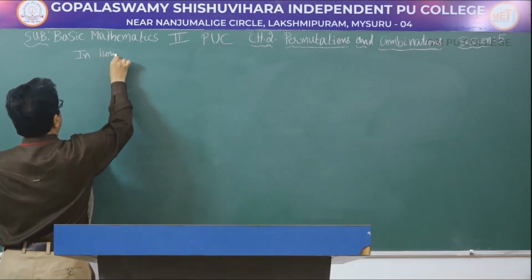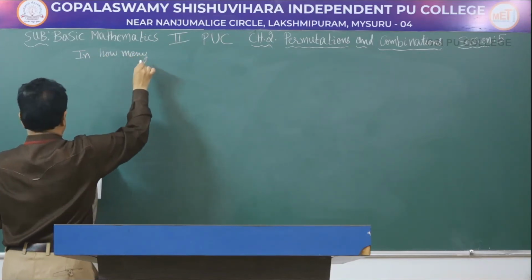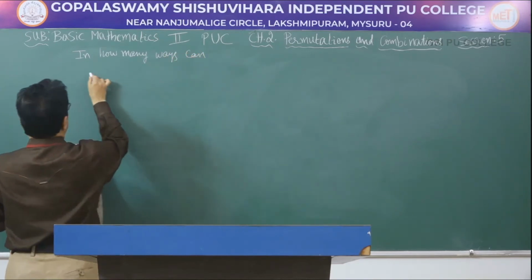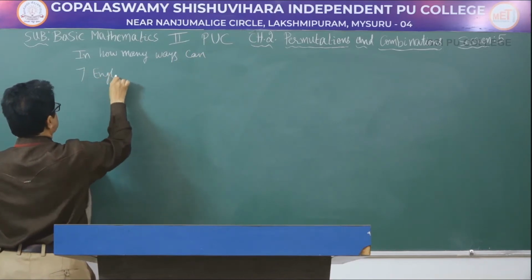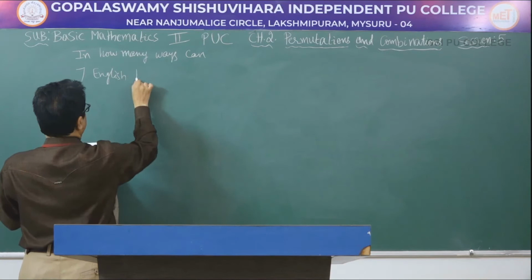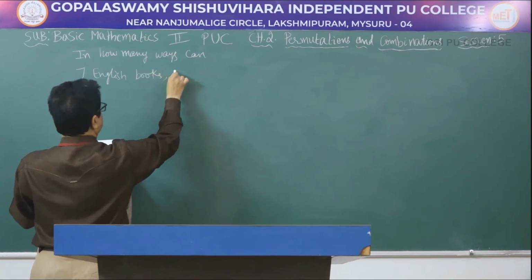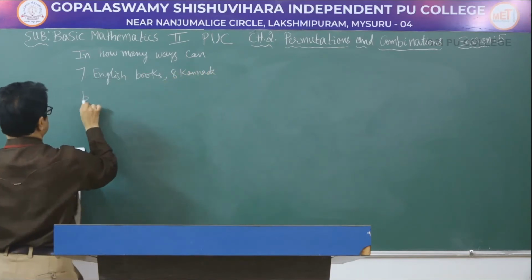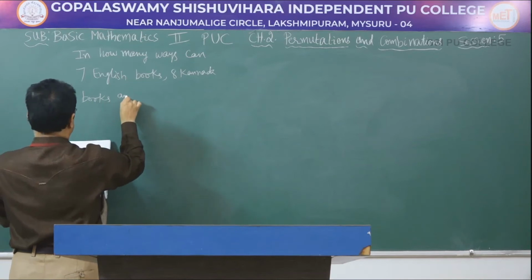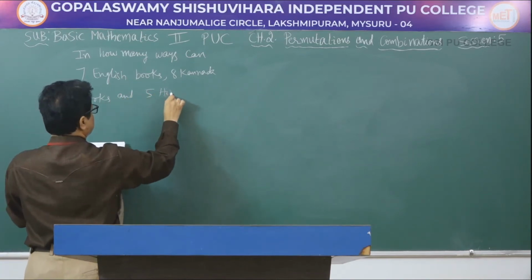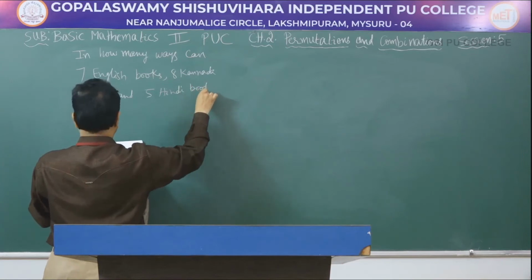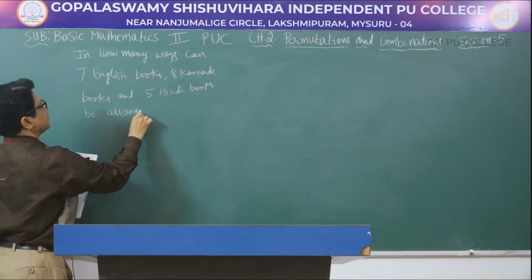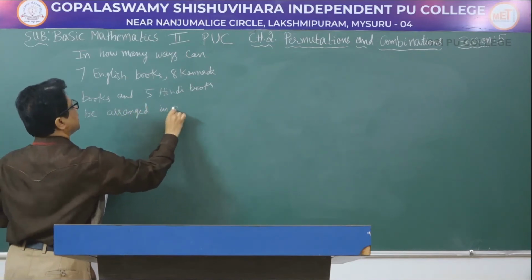In how many ways can 7 English books, 8 Kannada books and 5 Hindi books be arranged in a shelf?